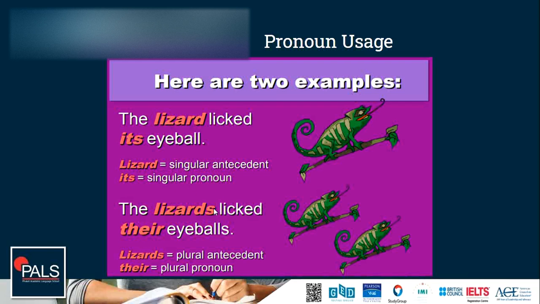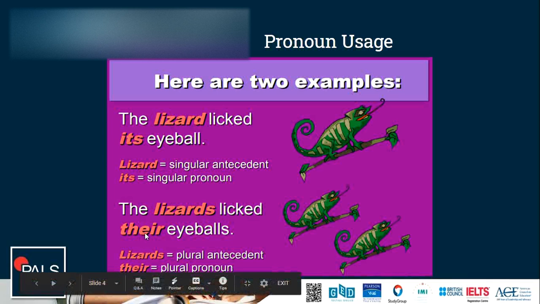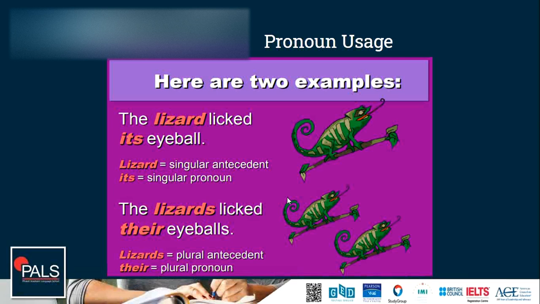Now, if we make this plural, lizards, then of course we change the pronoun, because the antecedent already changed. So in order for it to agree, we need to make the pronoun plural as well, because lizards is now in plural form, so we need a plural pronoun. Okay, so the lizards lick their eyeballs. Their eyeballs.